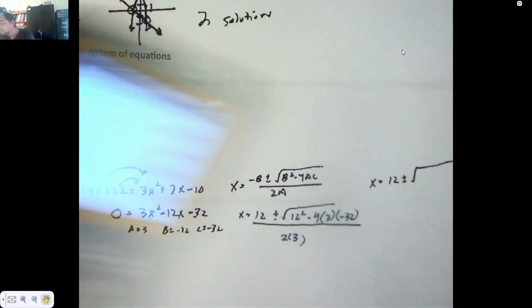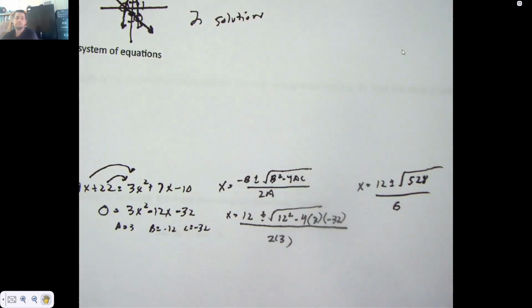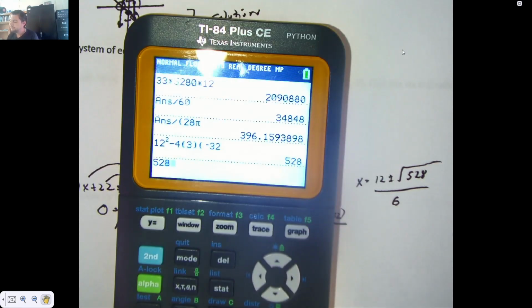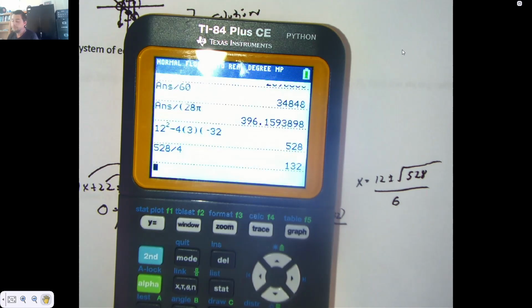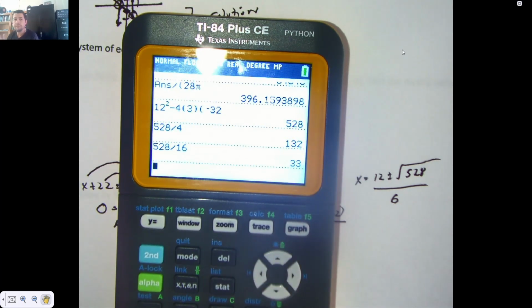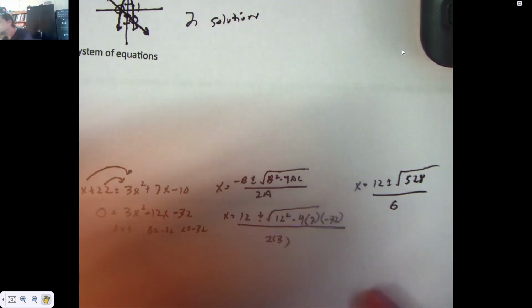$528. Turns out it doesn't factor. How do I know it doesn't factor? It's because there's no square root of 528. So I'm going to play with a radical here. It is divisible by 4. Something else I can take the square root of is 16. It's divisible by 16. Turns out 528 is 33 times 16. That's as far as I can take it.